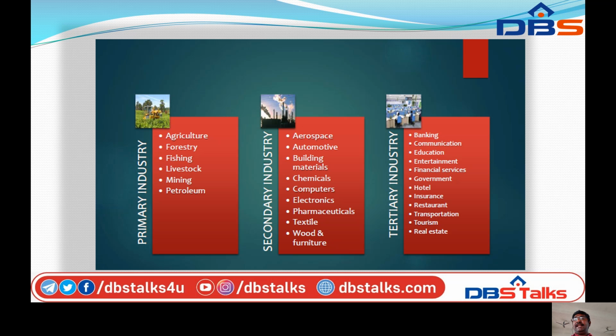Regarding the tertiary industry, tertiary industry is a technical name for the service sector of the economy, which encompasses a wide range of businesses, including financial industries, schools, hotels, and restaurants. This is called the tertiary industry. Examples are banking, education, hotels, insurance, restaurants. These are all examples of tertiary industries.